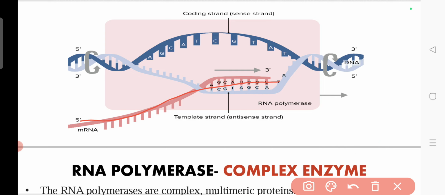So the newly synthesized messenger RNA molecule will be complementary to the template strand of the DNA, because it is synthesized by taking this strand as a template molecule. So it will be complementary to this one only. But the difference is that in place of thymine, uracil will be added, because in the RNA molecule no thymine is present.